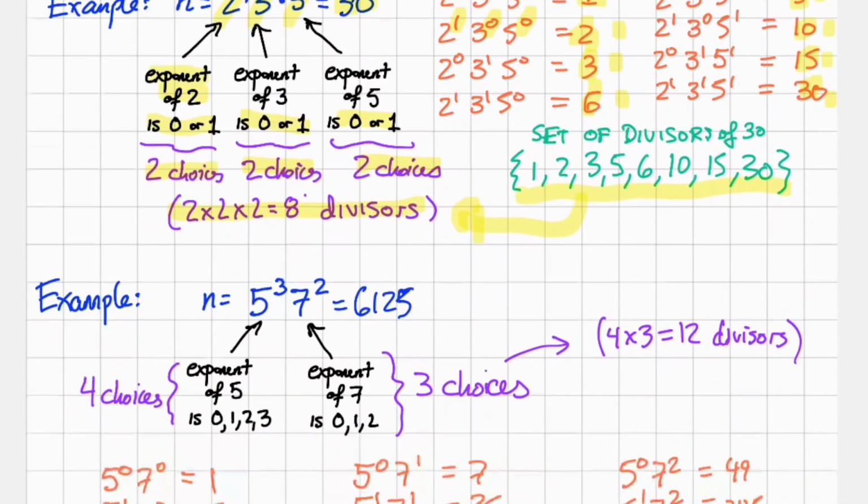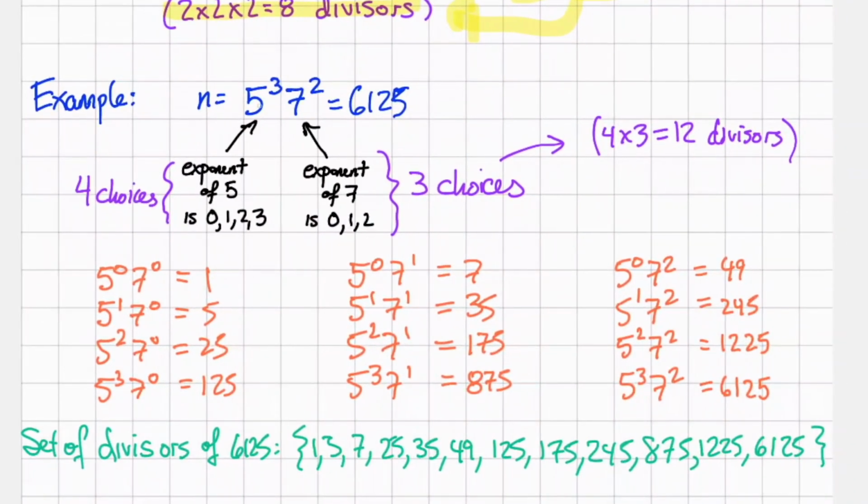Here's another example. If n is equal to 5 cubed times 7 squared, or just the number 6125, we see that in the divisors of n, the exponent of 5 can be anything between 0 and 3, so there's 4 choices. The exponent of 7 can be anything between 0 and 2, so there are 3 choices. So we expect there to be 12 divisors.